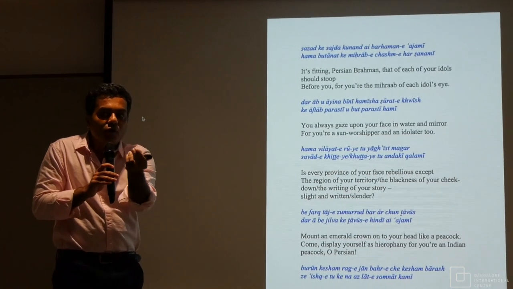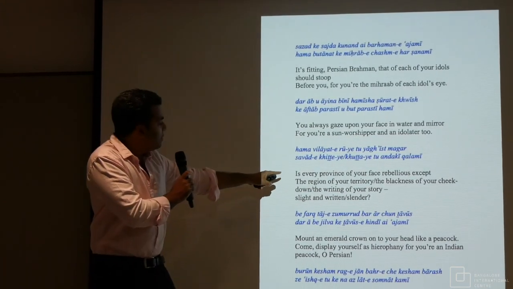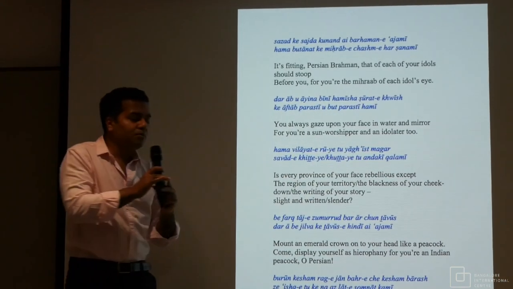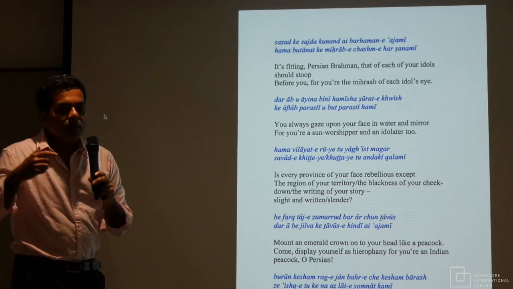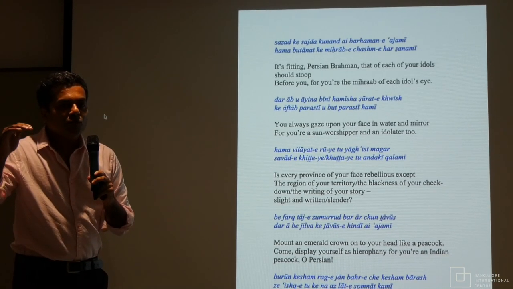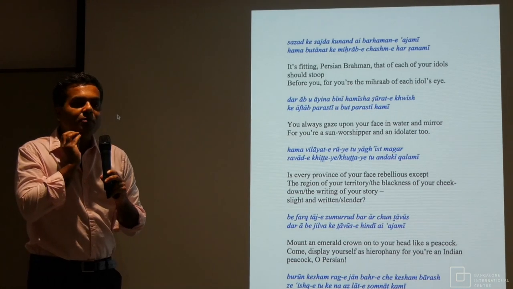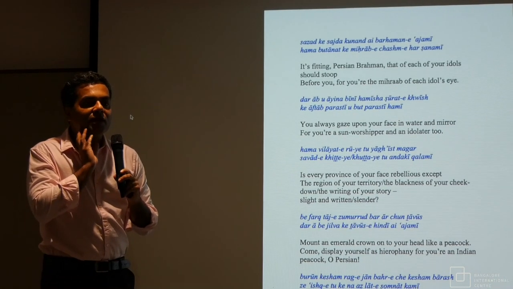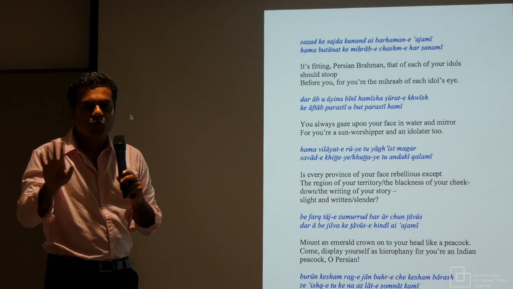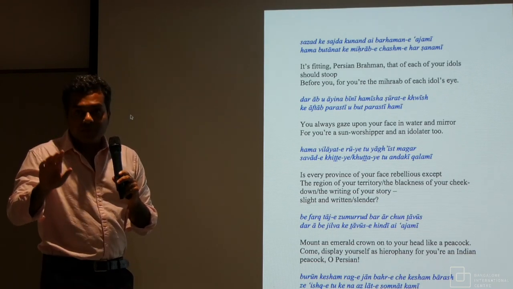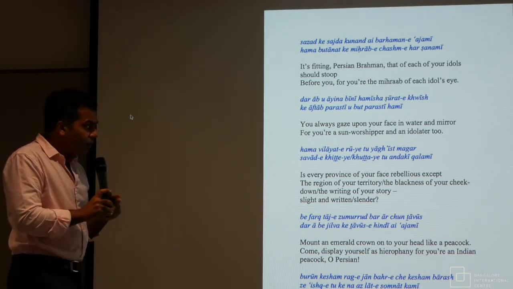But also the Brahmin is written by him. The Brahmin is a product of Khusrow's writing. Because he says, is every province of your face rebellious, except... now in Persian poetry, prepubescent boys at the edge of puberty, when they have their stubble about to sprout, are objects of great desire. The beloved in the Persian Urdu ghazal, as you know, is male. It's a kind of homoerotic genre.